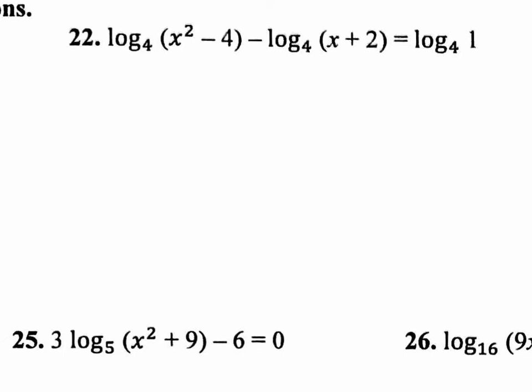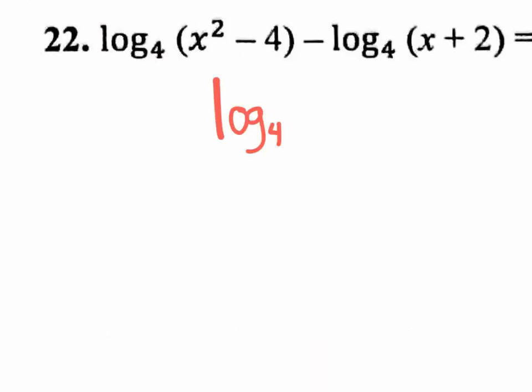So number 22, we're going to use what property? The quotient property, because of the minus sign that we see right here. So we're going to take both log base 4s and condense them to make one single log base 4. Zooming in to the left side only, we have log base 4, they become one single log base 4.